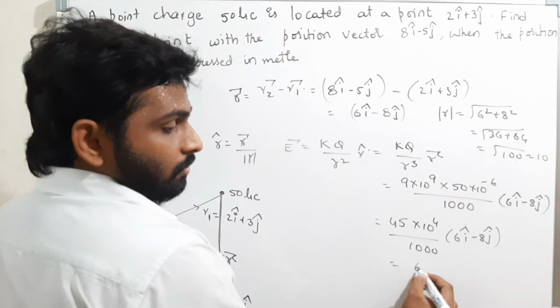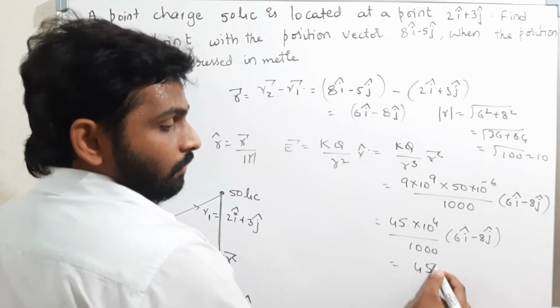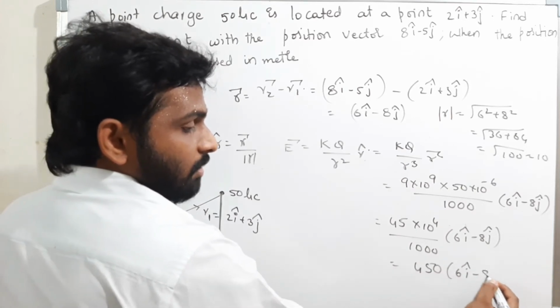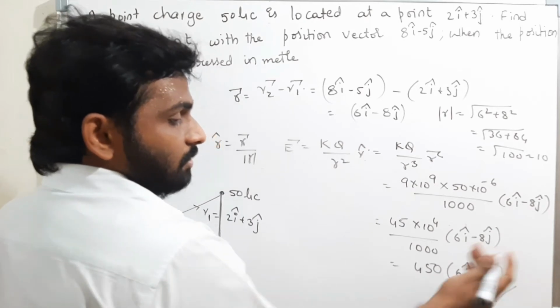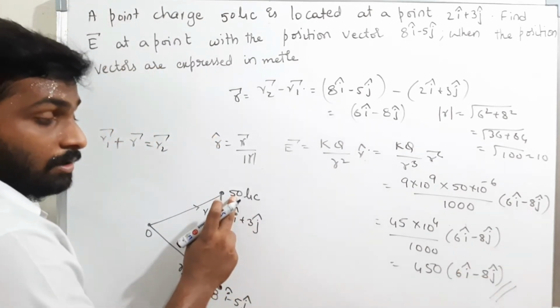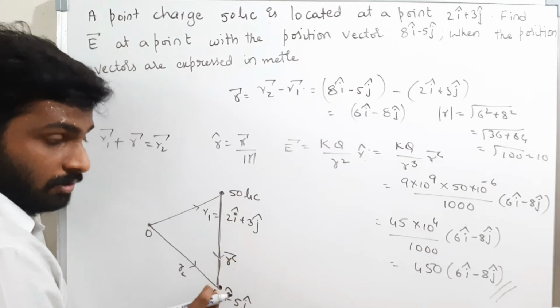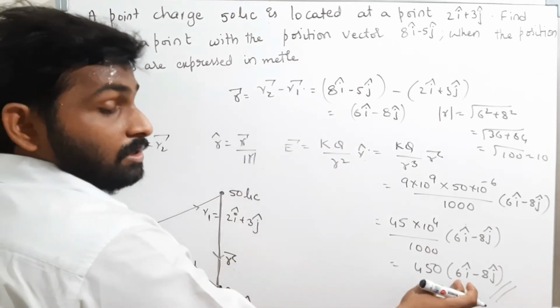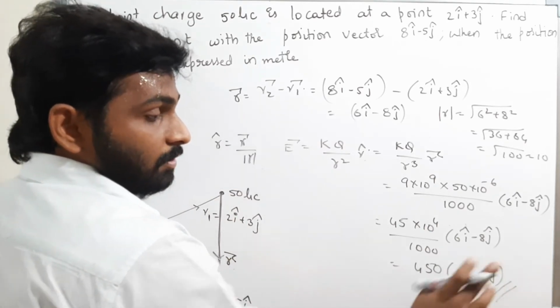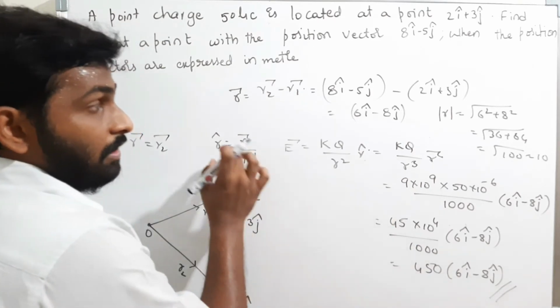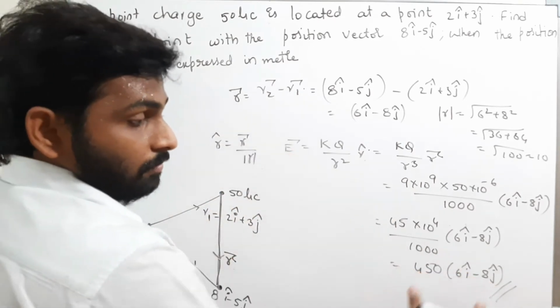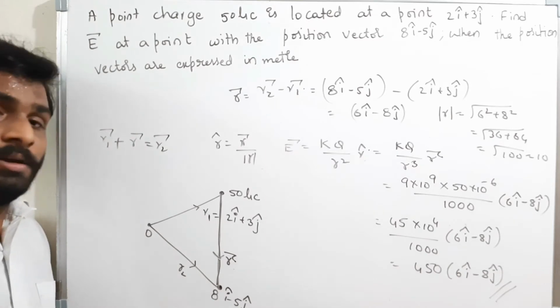That is nothing but 450 into 6i cap minus 8j cap. This is the answer. The electric field of 50 microcoulombs at this point is 450 into 6i cap minus 8j cap. This is a vector. The electric field is a vector quantity. Therefore, I got it in vector form. I think this question is clear.